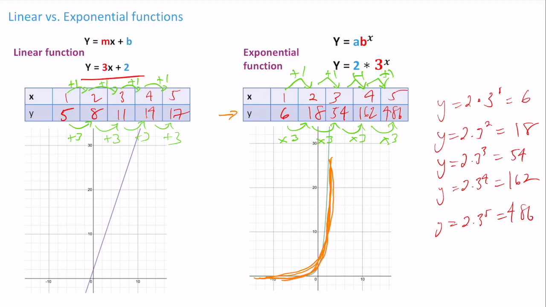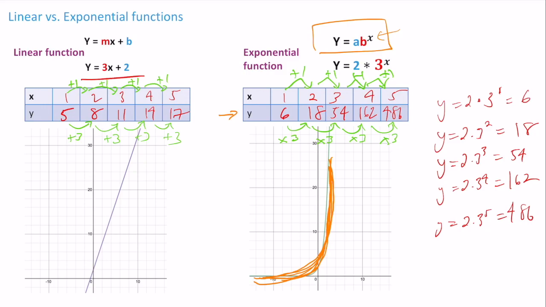You're not adding each time to the y value, you're multiplying. Second is in the curve. If you look and you don't see a line, you see this curve, you should think right away it's exponential. Third is in the equation itself, and the equation is always going to follow this y equals a times b to the x power. And so you're looking for that exponent, right? That x as an exponent. And so those are the 3 ways you can identify an exponential function.